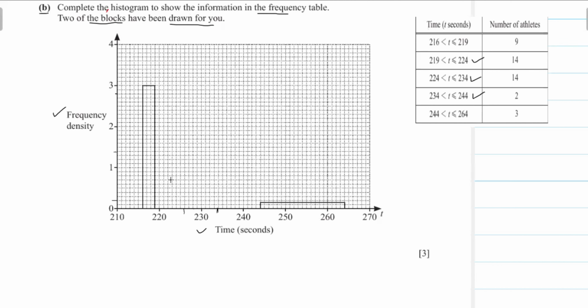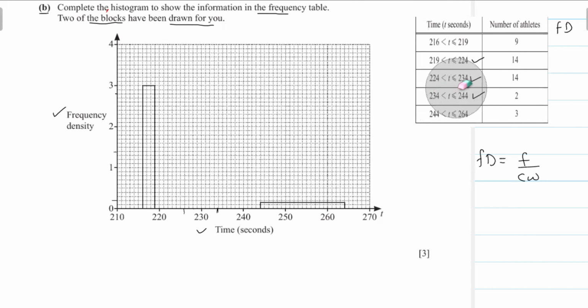In this histogram, the two bars here are given. Now here are 5 intervals. Therefore, these 3 bars we have to draw. To draw these bars, firstly we have to find the frequency density. The frequency density is equal to frequency divided by class width.